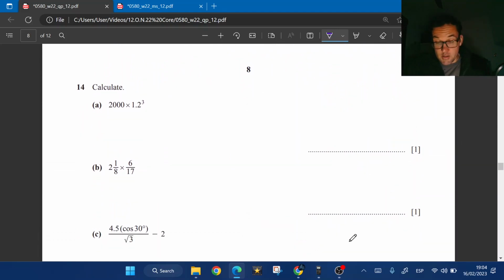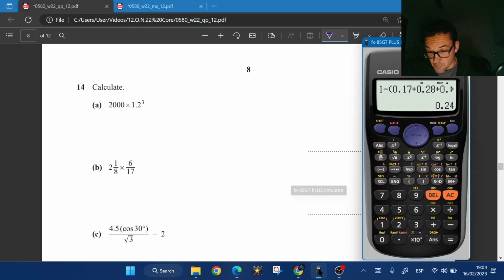Question 14, a straightforward calculation question. So let's do that.